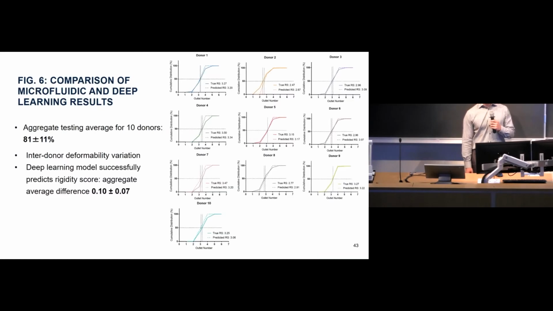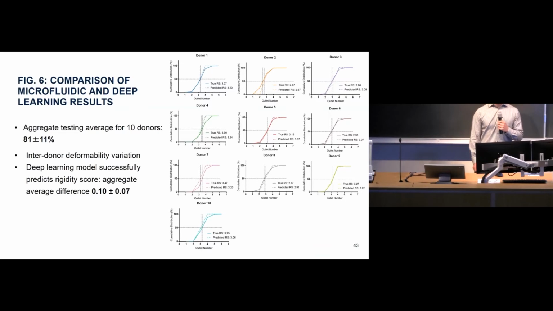So this deep learning method was applied to 10 donors with an even sex split and for a variety of blood types. The training data for all 10 donors converged, and testing accuracies ranged from 68% to 98%, with an aggregate average of 81 plus or minus 11%. The deformability curves and rigidity scores varied between the donors.